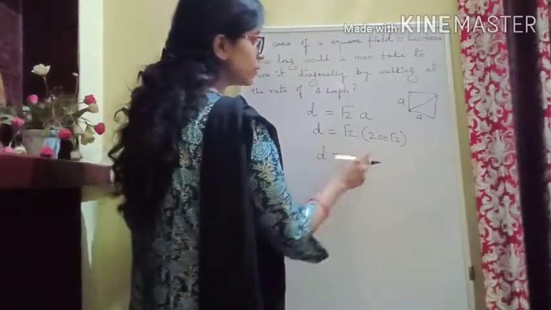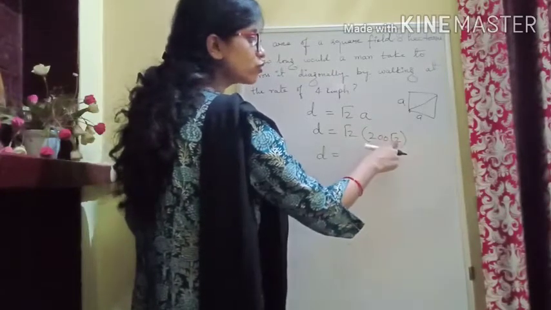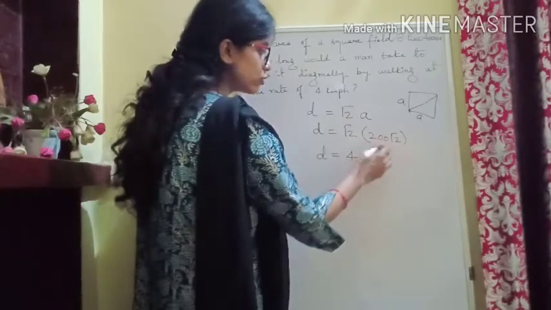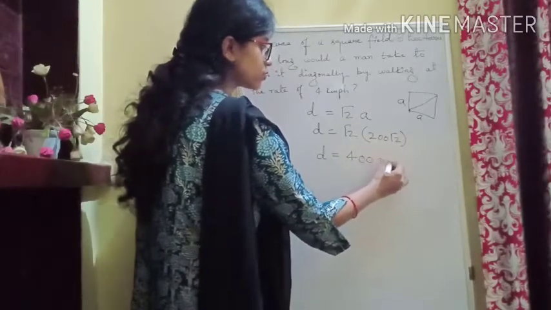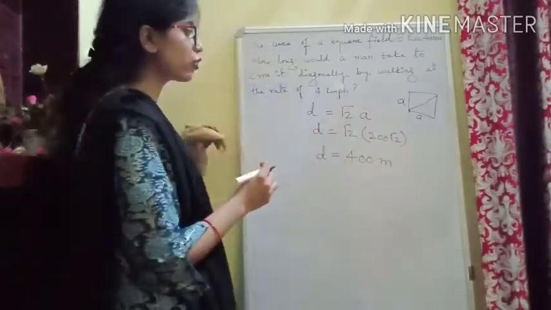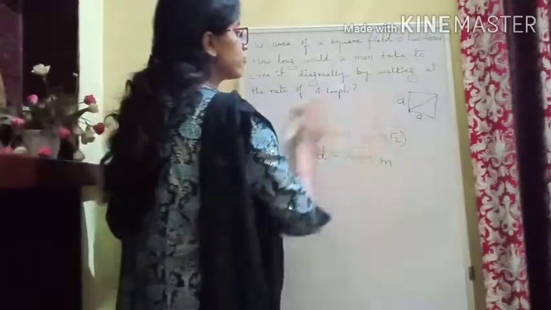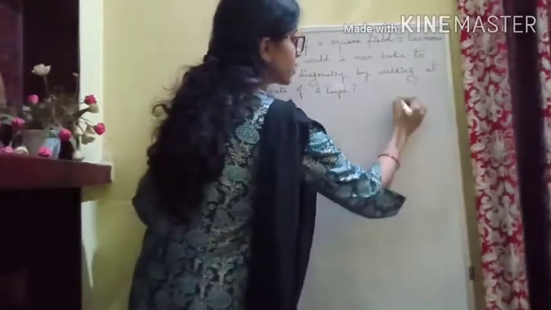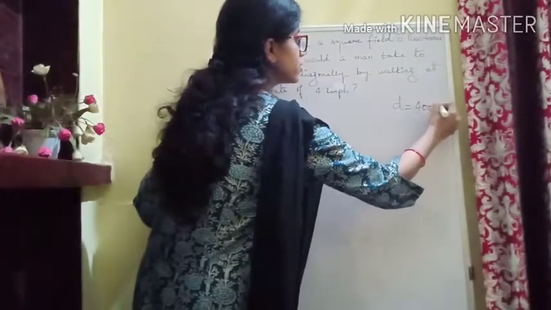Now the diagonal will be, you see this root 2 and root 2 will be 2, and this 2 and this 2 will be 4. So it will eventually be 400 meters. So the length of the diagonal is coming 400 meter. This information we are going to keep. Diagonal is coming 400 meter.